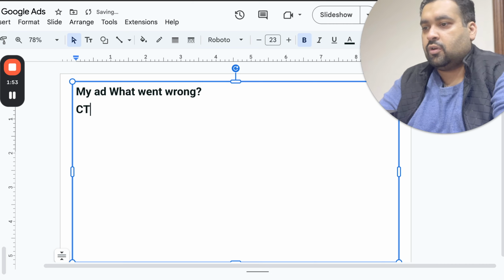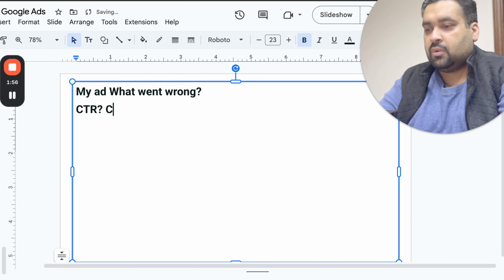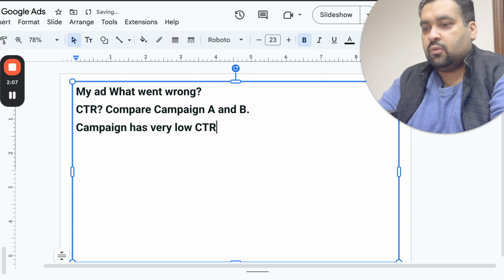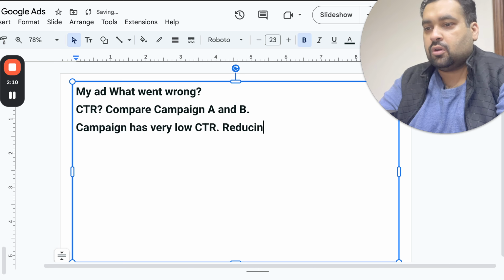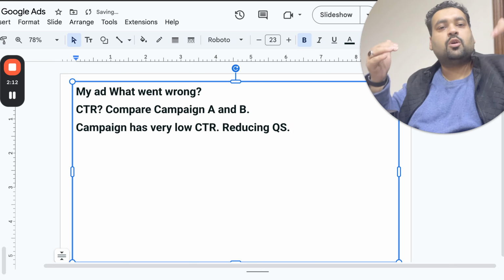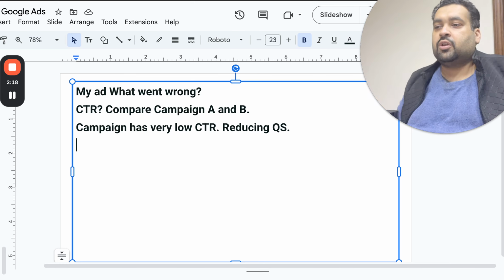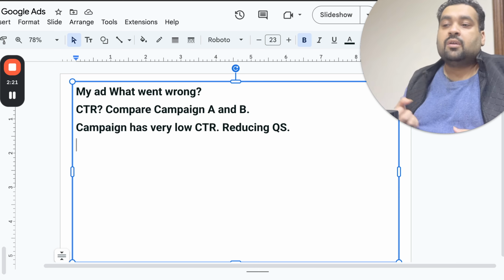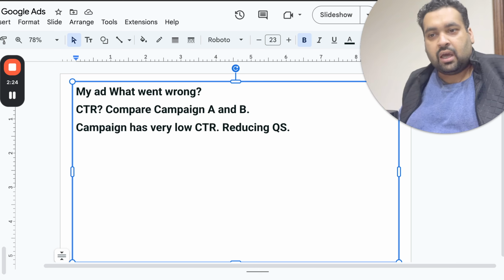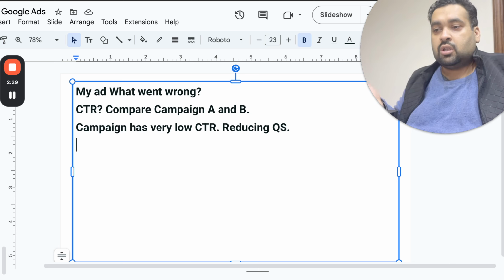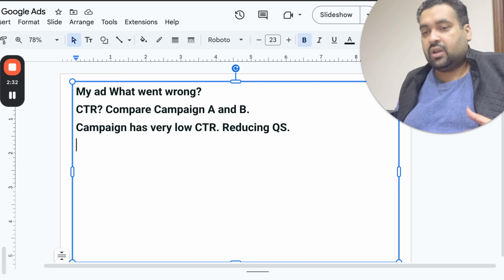First of all, look at your CTR. Compare campaign A and B CTR. My opinion is campaign B has a very low CTR, which is actually reducing your quality score. So what happens when your quality score goes down? Your CPC goes up. I have a detailed algorithm video on my YouTube channel regarding why it happens. But the basic theory is when your CTR is low, your quality score goes down, so your CPC goes up. So the cost is high because it has a very low CTR.